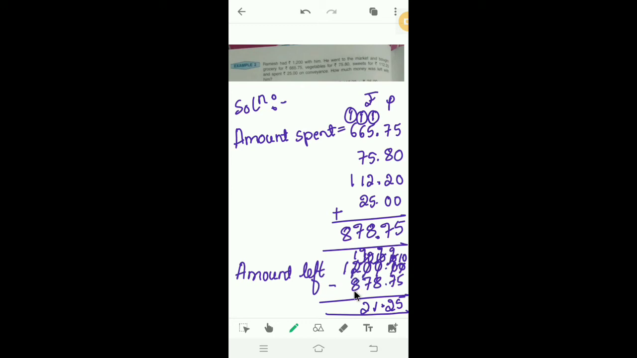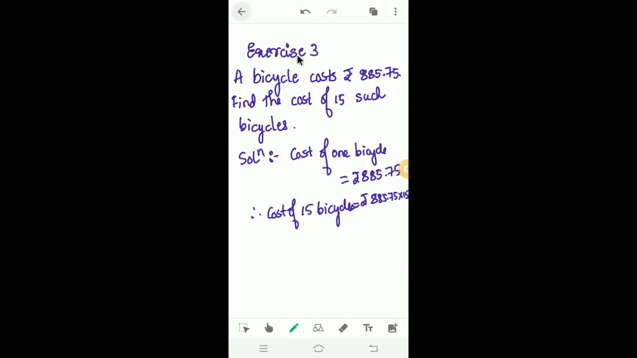1 minus 8, is it possible to subtract? No. So we have to borrow from the next number. The next number is 1. If you borrow from 1, then 1 becomes 0 and your 1 becomes 11. 11 minus 8 is 3. So the answer is rupees 321.25 paise.